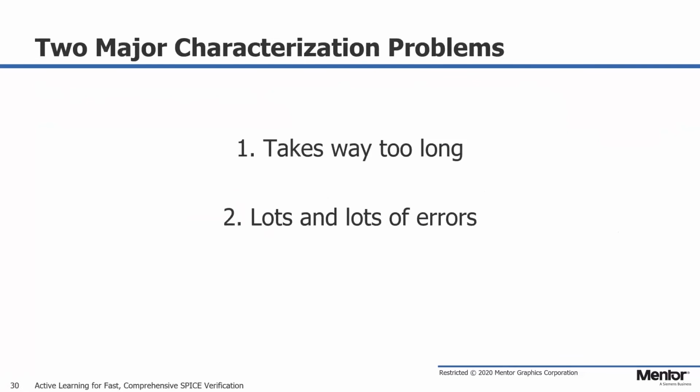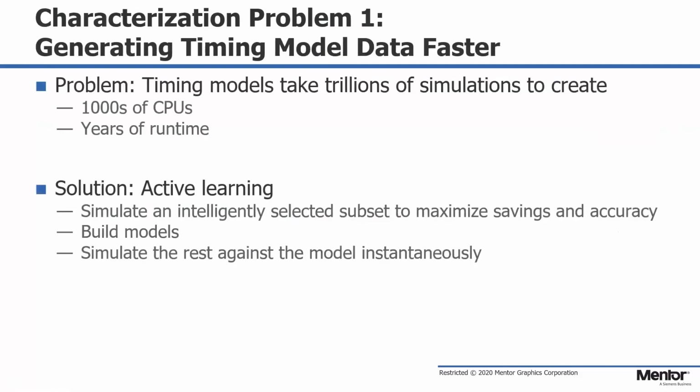So there are actually 2 major problems that happened. Of course, the characterization tool providers didn't say, let's just tell people to spend multiple years. They built algorithms to try and approximate things. It still takes way too long. With statistical characterization, we're typically seeing a 4 to 12 times increase in runtime compared to just NLDM characterization. And we're also seeing lots and lots of errors from some of these fancy algorithms that are sometimes right and sometimes wrong, and the errors need to be caught and solved. So problem 1 is generating timing model data faster.